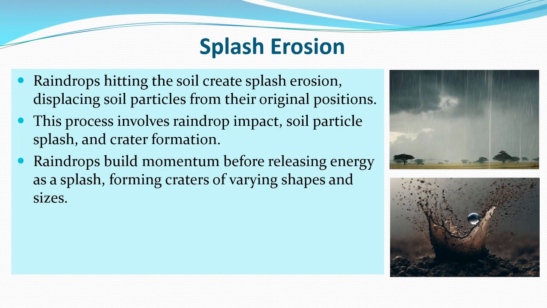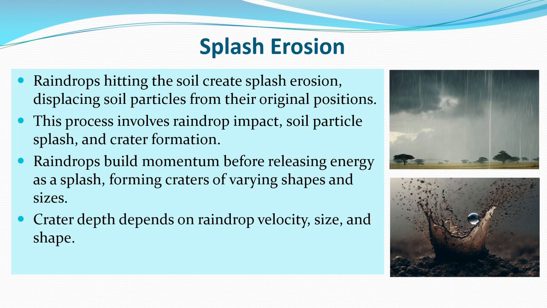These raindrops will acquire tremendous amount of kinetic energy. K is equal to half mv square. So this kinetic energy is used up in detaching the soil particles, and it also creates craters of various shapes and sizes. Crater depth depends on velocity of the raindrop. Even size of the raindrop has an influence on the depth of crater. So size and shape depends on the raindrops.